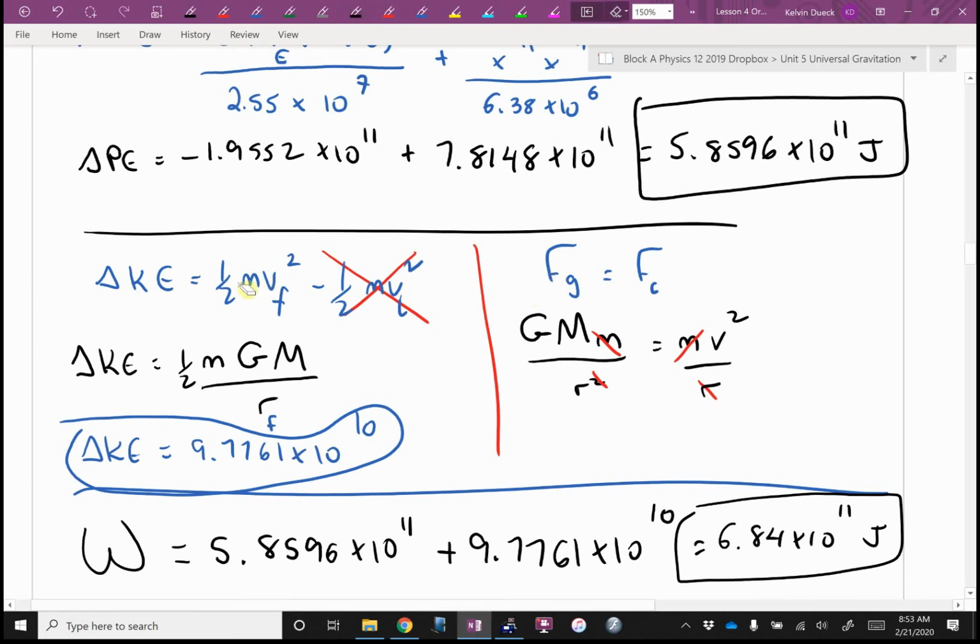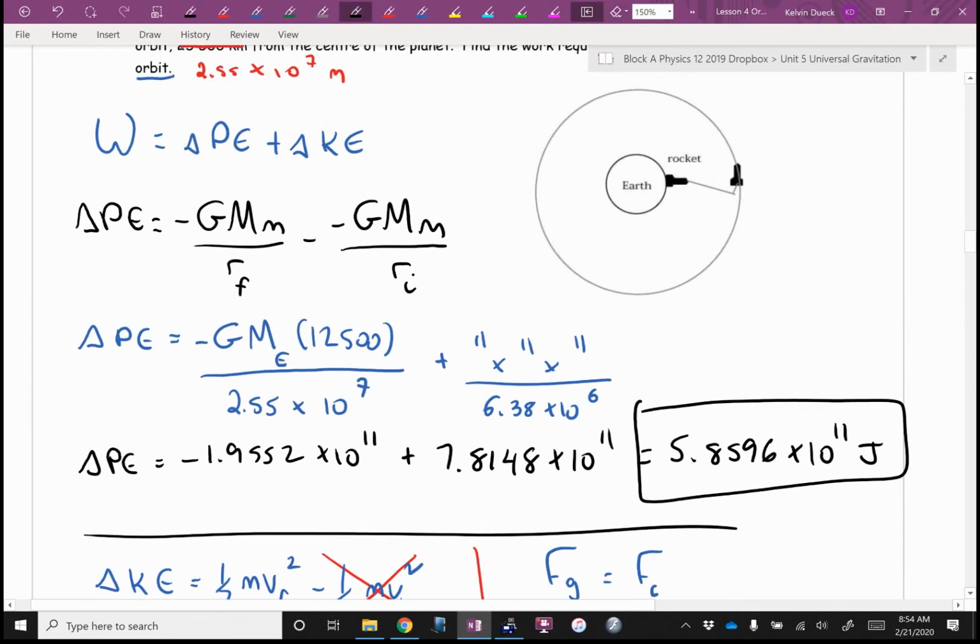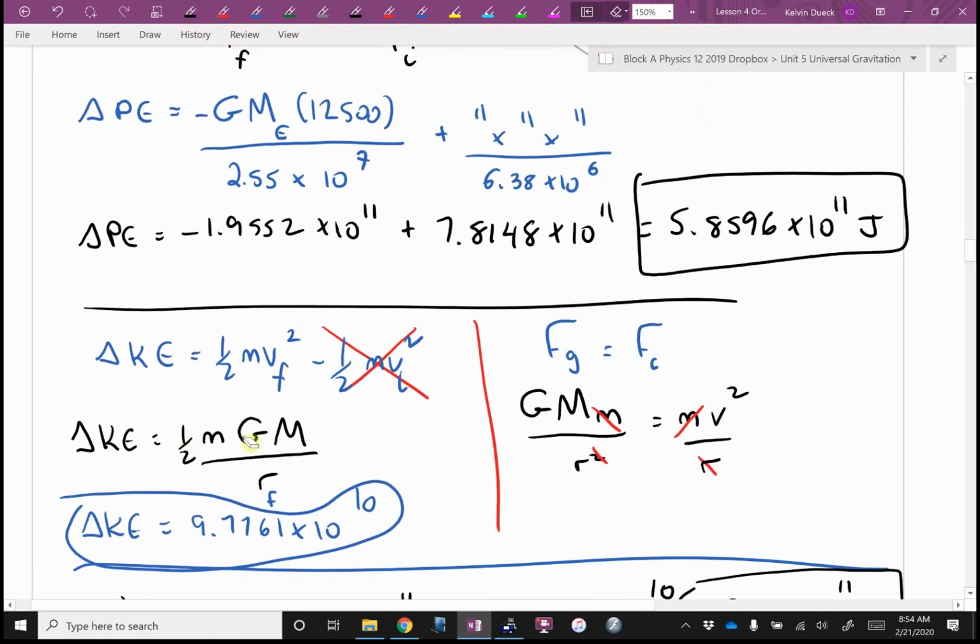But this is interesting. Notice what we ended up with for the kinetic energy final. The kinetic energy in orbit apparently is a half, big G, big M, little m, over R final. A half, big G, big M, little m, over R final. Huh.